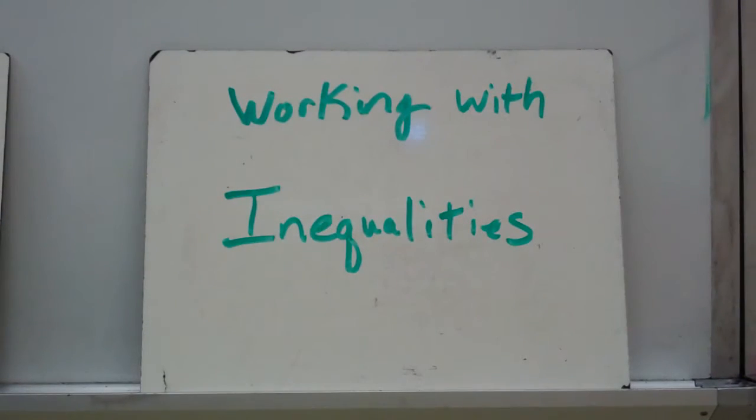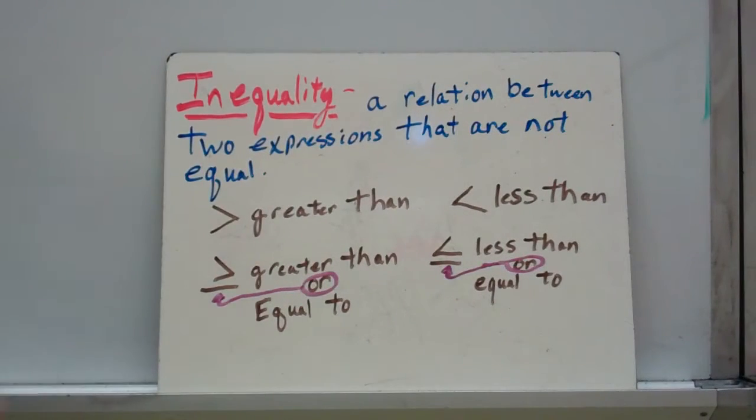Hey guys, today we're going to talk about working with inequalities. An inequality can be defined as a relation between two expressions that are not alike. So instead of an equal sign, we can use the greater than arrow or the less than arrow, the greater than or equal to arrow, or the less than or equal to arrow.